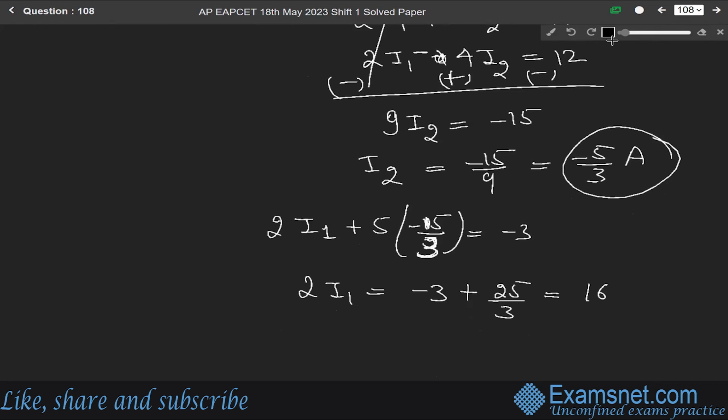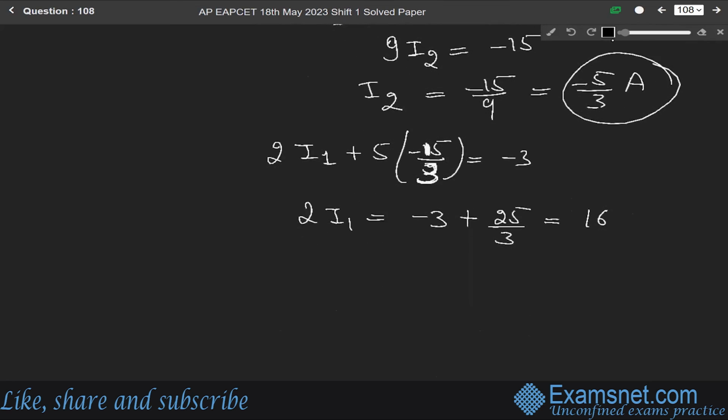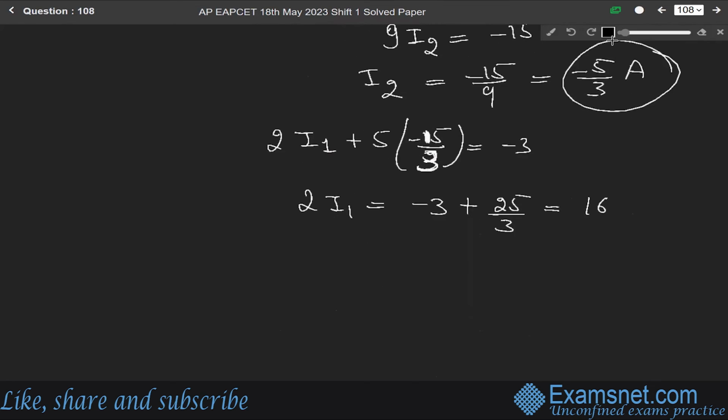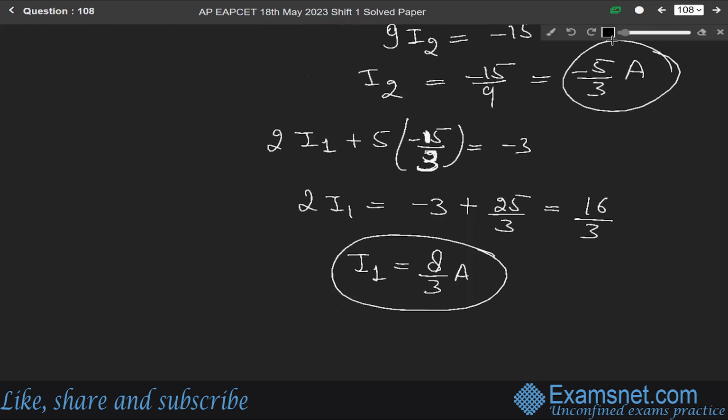Okay, 15 over 9 means 5 over 3 only. So it will be 16 over 3. So I1 is equal to 8 by 3 ampere. So the value of I2 is minus 5 by 3 ampere and I1 is 8 by 3 ampere.